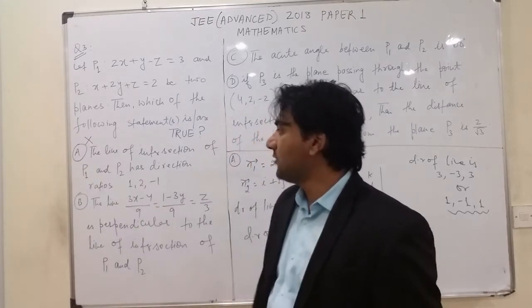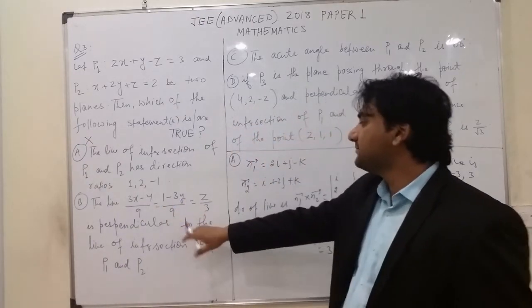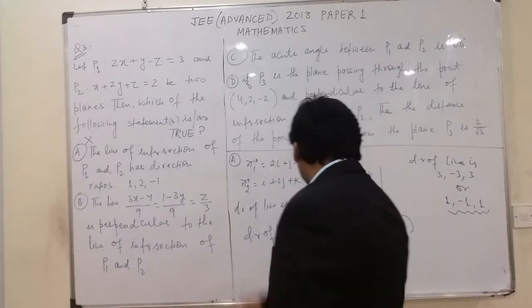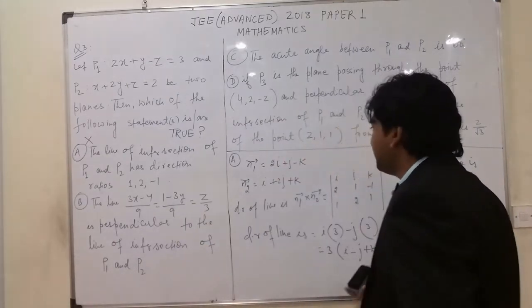Now let's check option B. The line is perpendicular to the line of intersection of P1 and P2. Okay, so direction, I have to erase this.